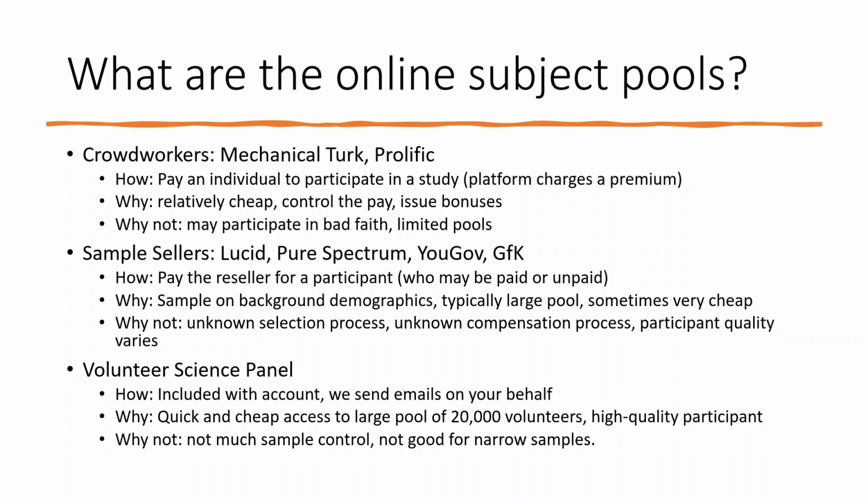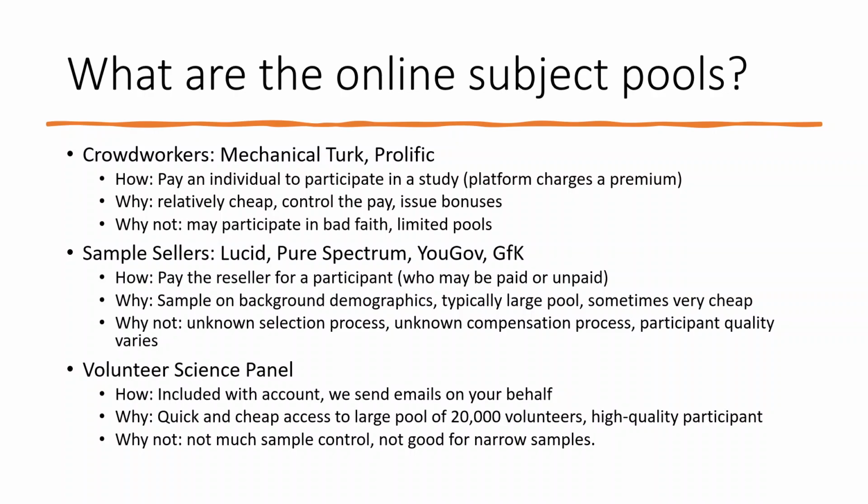On the other hand, the last one here, we'll talk about the Volunteer Science panel, which actually can be similar to any university panel of participants. But the idea here, at least for Volunteer Science, is including the account. So we'll send an email every month on your behalf if you have, I think it's the advanced account or a lab account with us. Every email gives you quick and cheap access to our pool, which right now is 20,000 volunteers. So it's like having a small undergraduate university population at your disposal, and you typically get high quality participants.